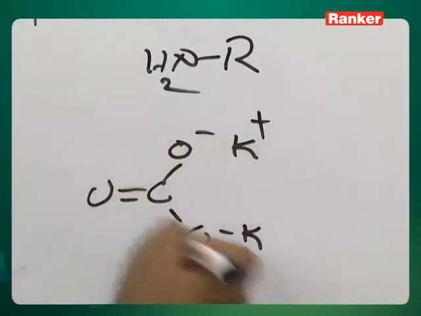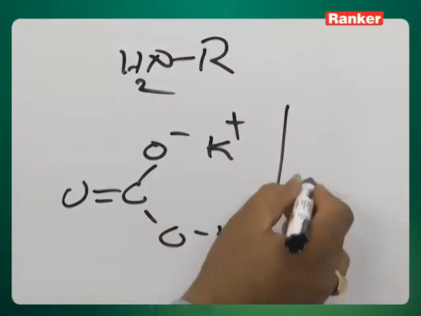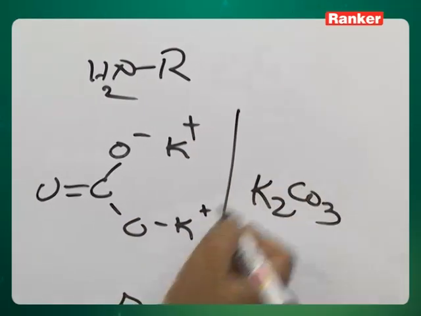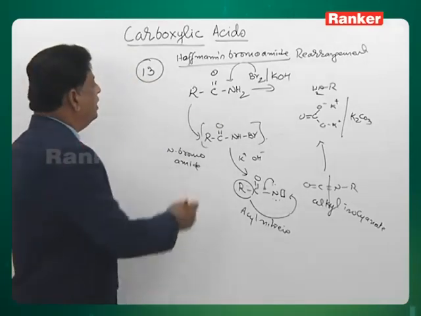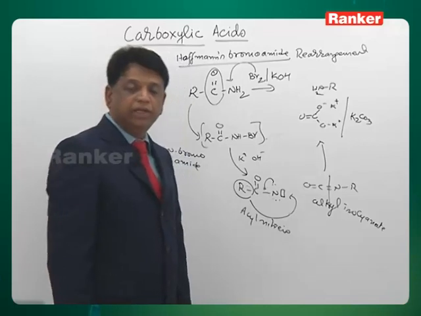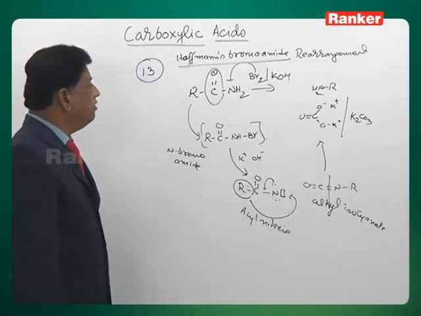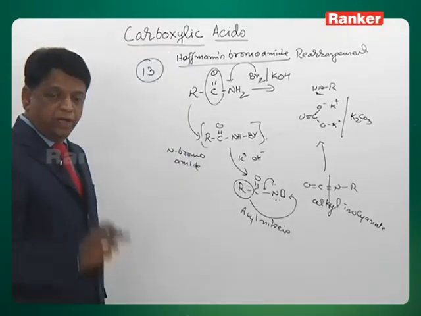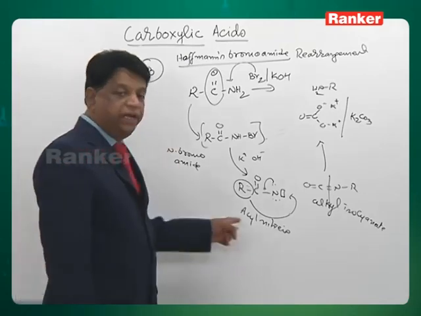That is K2CO3 will be the answer. Nothing but the K2CO3, potassium carbonate. So the main compound is finally what happens is CO is displaced and amine is formed. This known reaction is known as what? Hoffman's bromamide rearrangement. But now the question is, what are the intermediates formed?